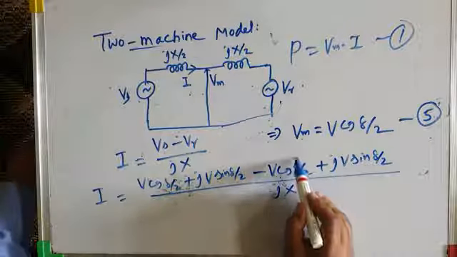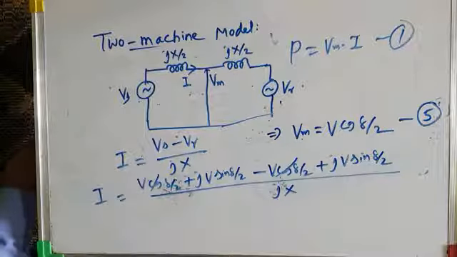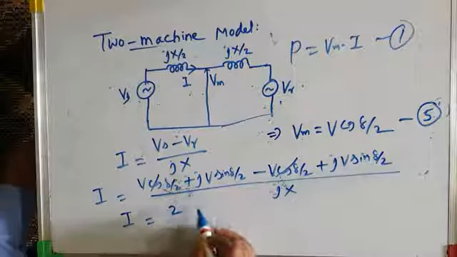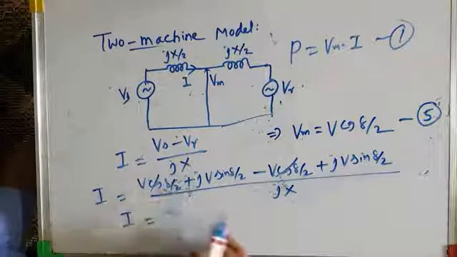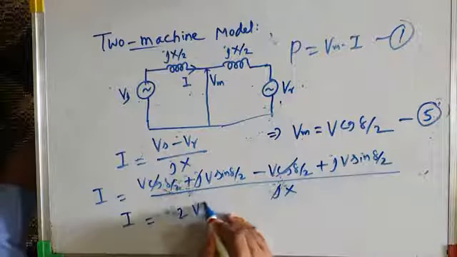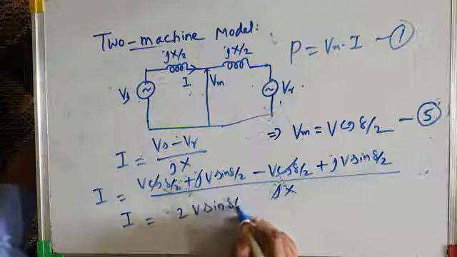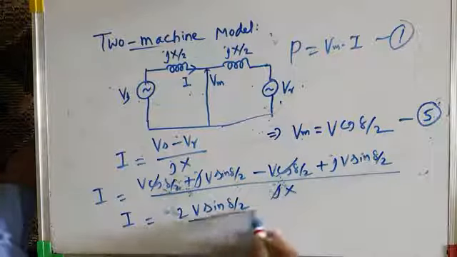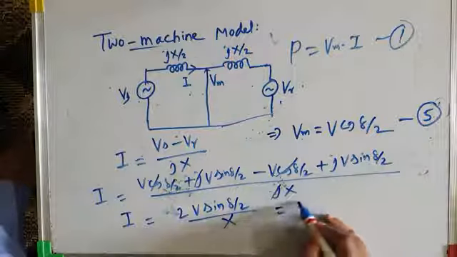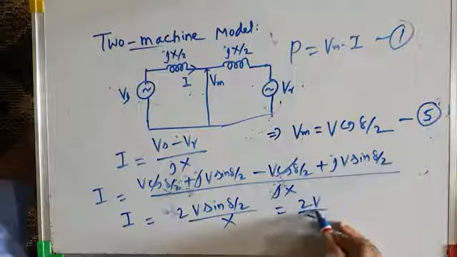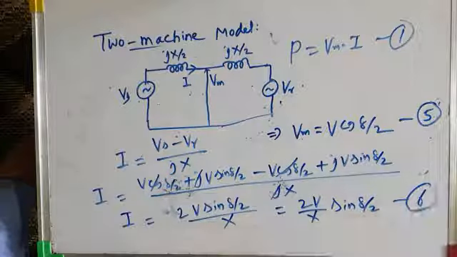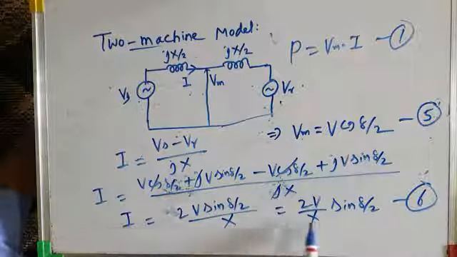Now V cos delta by 2 and minus V cos delta by 2, they cancel out. So I will be equal to 2, it will be J and J goes, so it will be 2V sine delta by 2 by X. Okay, so that will be equal to 2V by X sine delta by 2, that is equation 6. So therefore I have got the mathematical expression for current I.